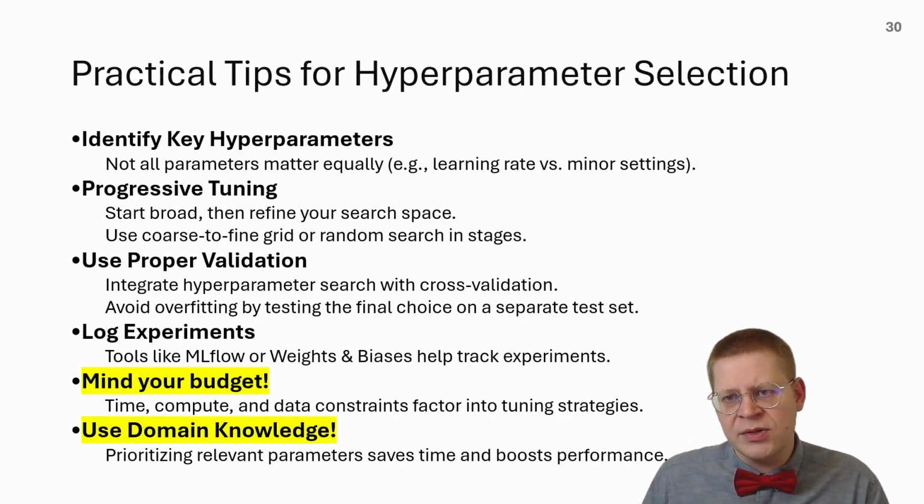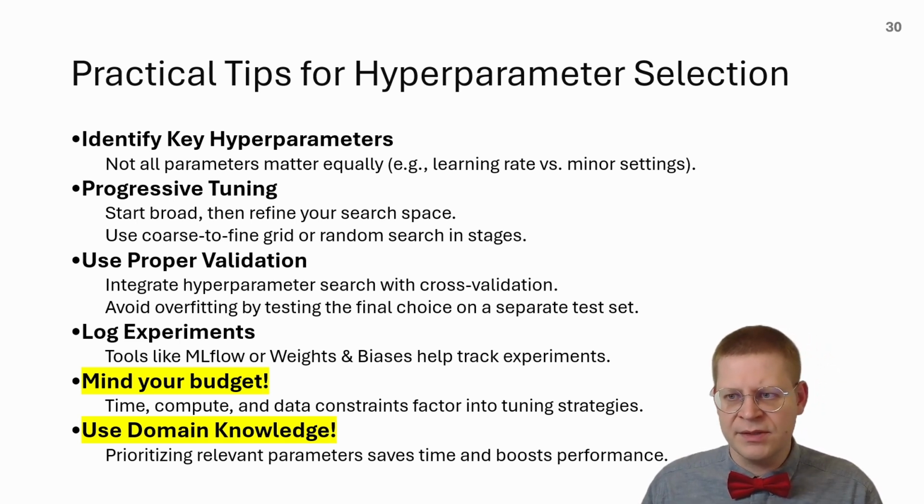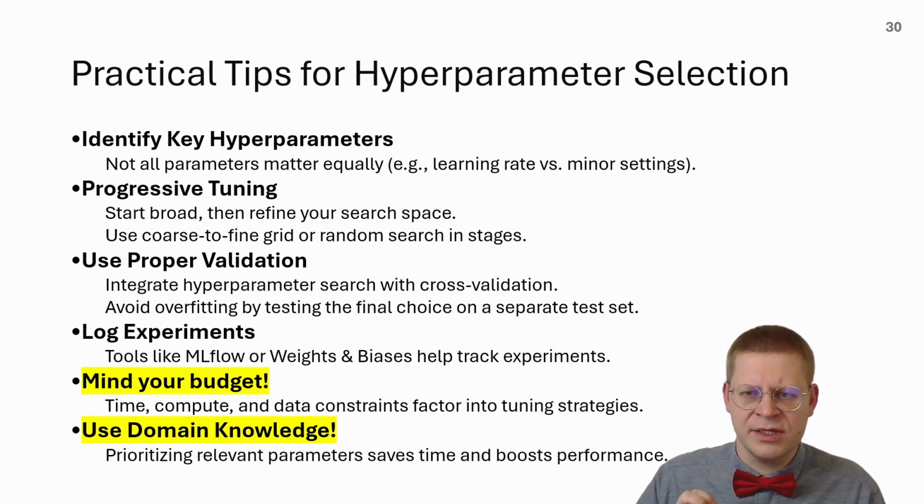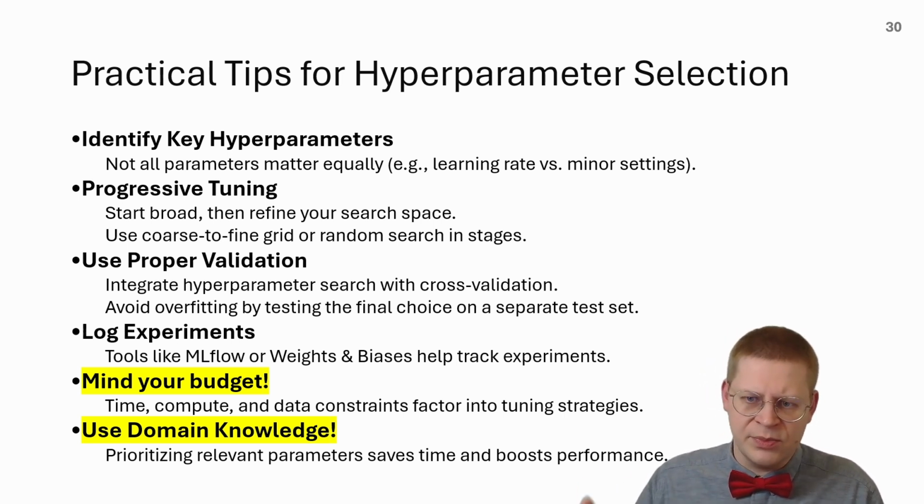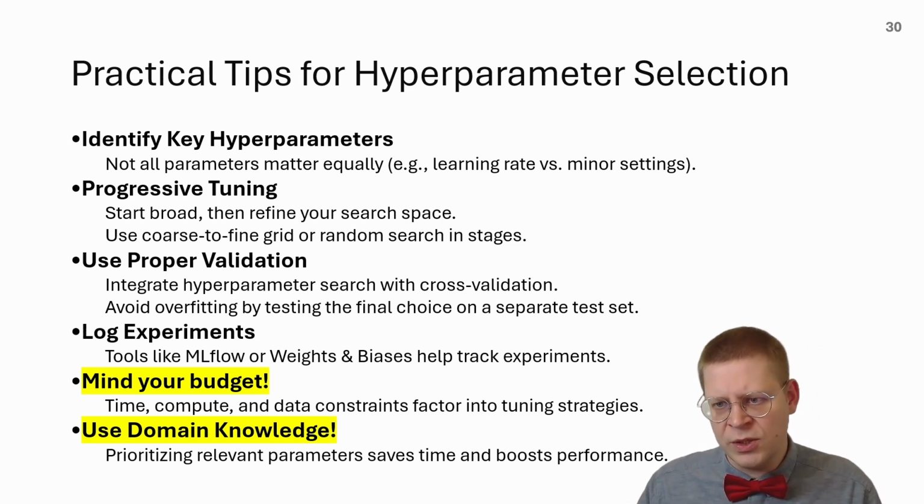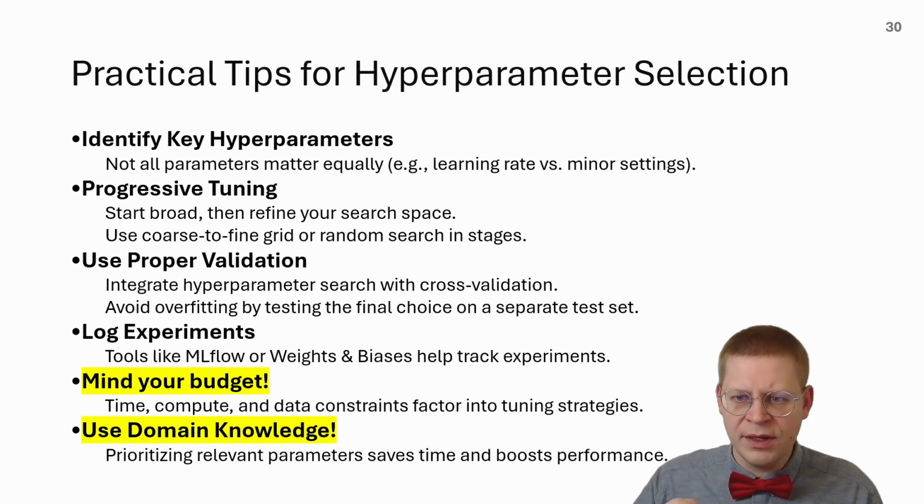And let us talk about some practical tips for choosing hyperparameters effectively. First, identify key hyperparameters. Not all parameters have the same impact. Things like learning rate in a neural network or max depth in a tree can drastically change performance, whereas some minor parameters might only bring marginal gains. Next is progressive tuning. Start broad, explore a wide range of values or distributions, and then narrow down once you see which areas look promising. Think of it like zooming in on a map.